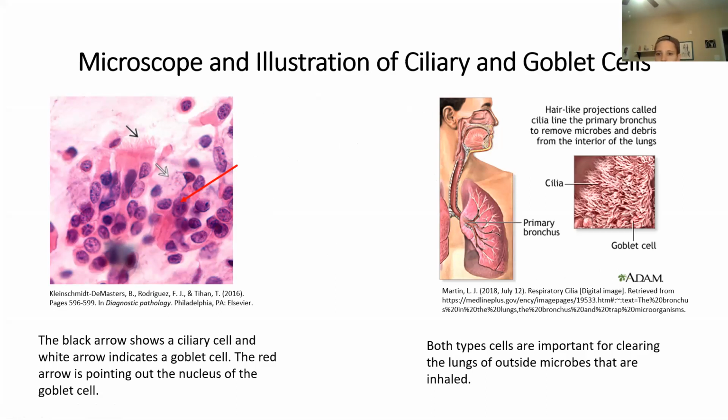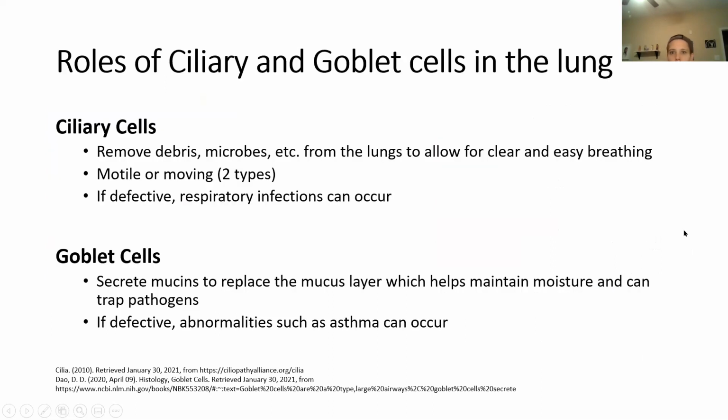On the right, it shows a 3D illustration of what it would look like in the lungs. So it shows the cilia and the goblet cell and how they work together, which I'll touch on in the next slide. So the different roles of ciliary and goblet cells.